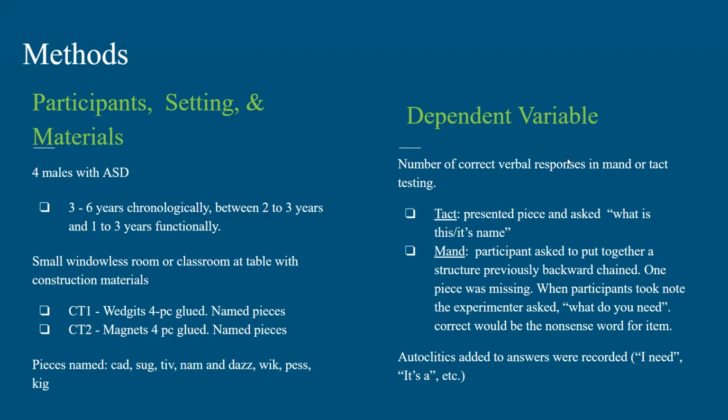For the methods, participants were 4 males with ASD. They were 3 to 6 years old chronologically and 1 to 3 years old functionally. They did the study in a small windowless room or a classroom at a table with the construction materials.